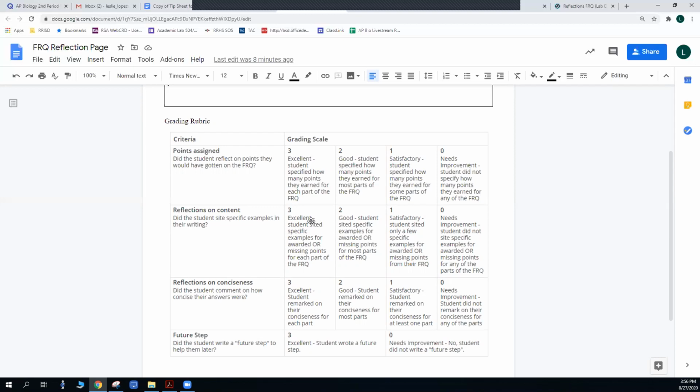So a student who gets 3 points is going to have specific examples of the FRQ for every single part, A through whatever letter. Students who get 0s are going to be the ones that did not provide any specific example of content. So either what you said in the FRQ that you did earn points with, or if you didn't get any of those points, then you're talking about what's in the rubric that you should have written to earn those points. And then we've got a scale, so from 3 to 0, you can earn a 2 or a 1 depending on how many examples you cite in your reflection paragraph.